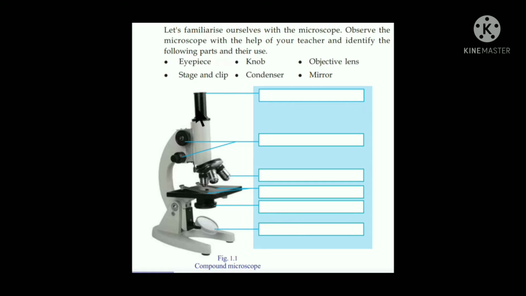Listen. Which is the first part here? This part contains a lens, and we are observing the object through this part. It is near to the eye, isn't it? So we are viewing the object by means of this part. What is it? It is the eyepiece.